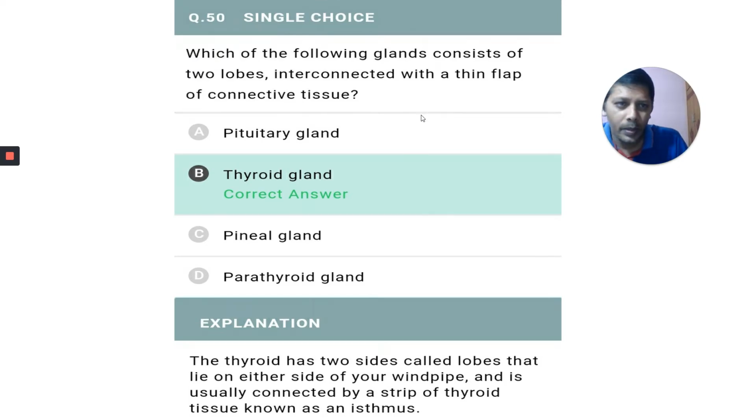Previous part, A, B, C, D. Okay, we learned. I have covered some bits from the grand test, mock test 60 released by the NTA, National Testing Agency. This is the continuation of that paper 60. Which of the following glands consists of two lobes interconnected? I covered this bit in the previous part also.